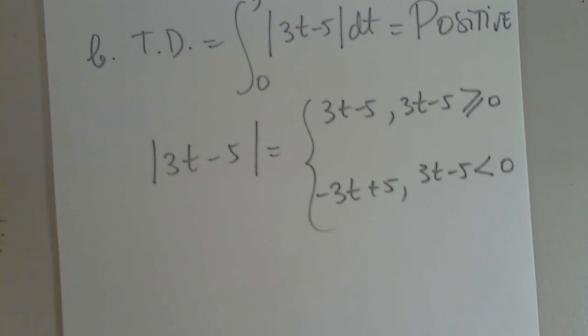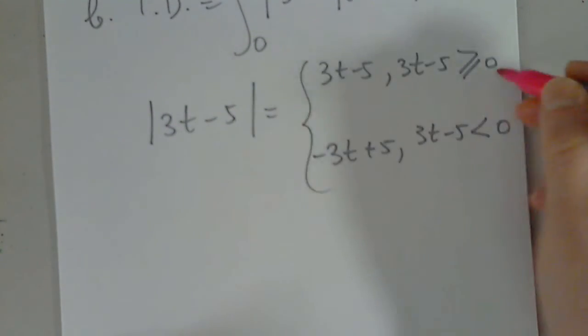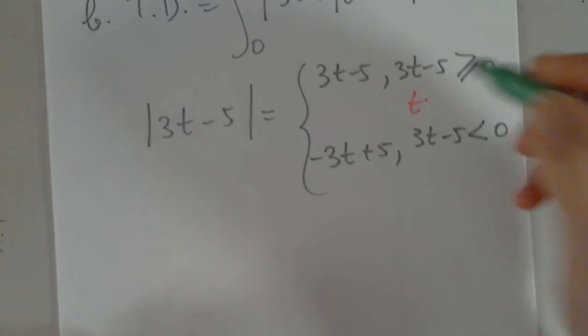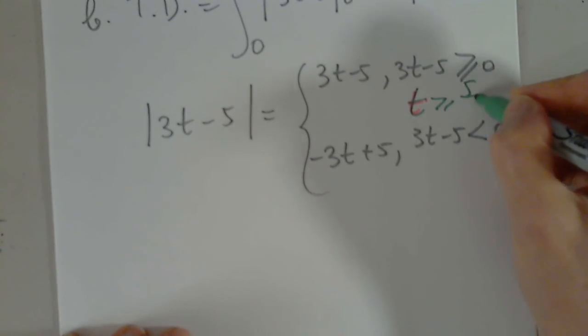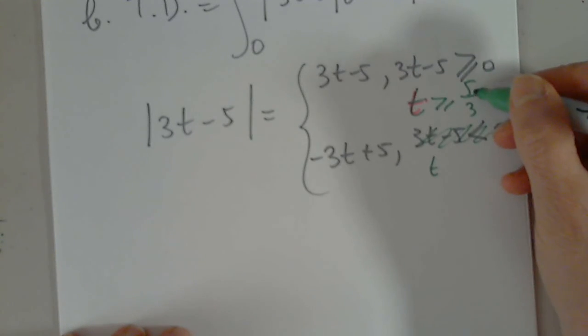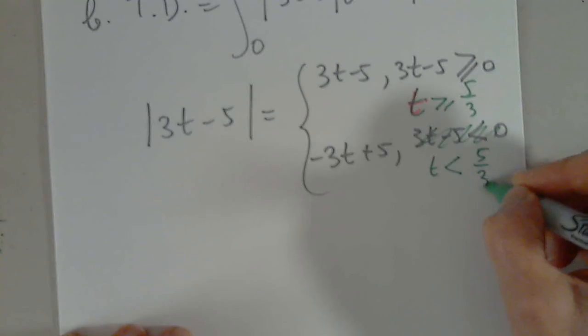So I have to solve this inequality. Sorry, t greater than or equal to 5/3. And of course, I don't have to solve the other one. If this is greater than or equal to 5/3, the other case is less than 5/3.